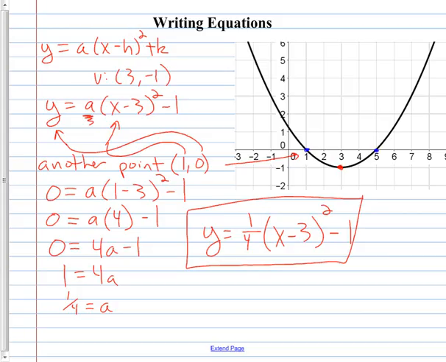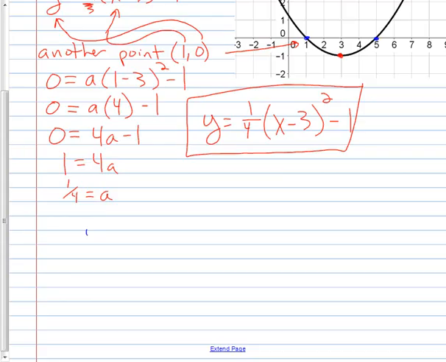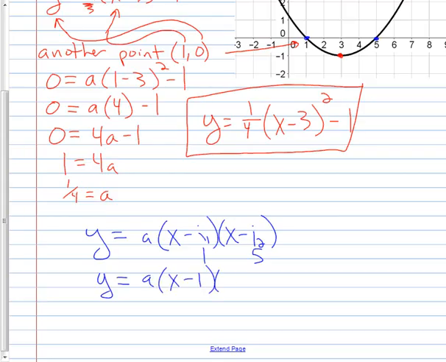Likewise, let's say you wanted to do intercept form. We do have the intercepts readily available, and those were (1, 0) and (5, 0). So our intercept form is y equals a(x minus I1)(x minus I2). Our intercepts are at 1 and 5, so we're going to put the 1 there and the 5 there. So we have y equals a(x minus 1)(x minus 5). Just like with the vertex form, we now need to know what a is, and then we'll be finished.